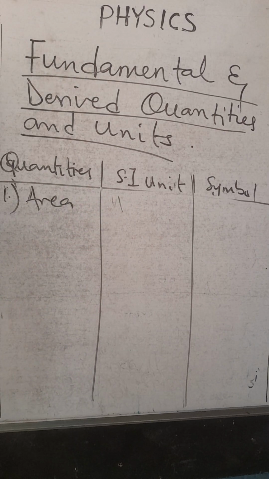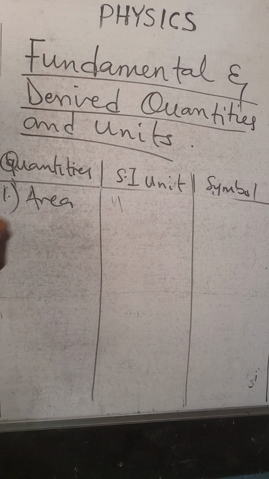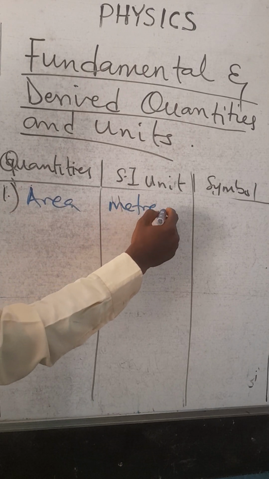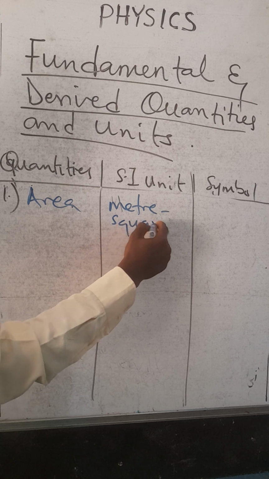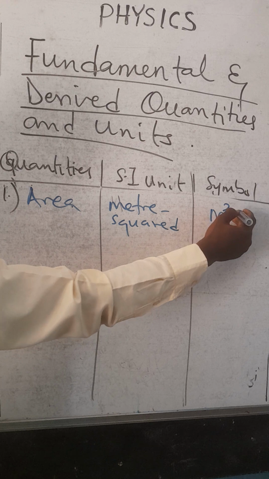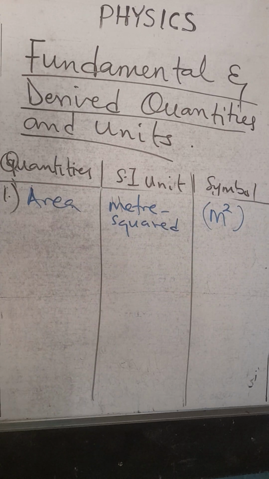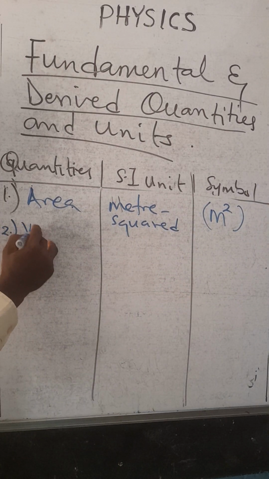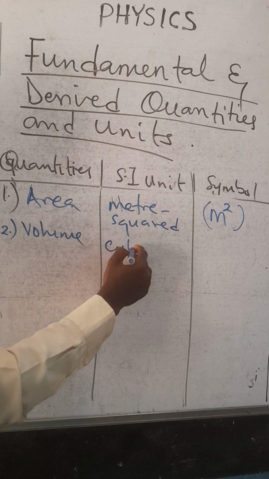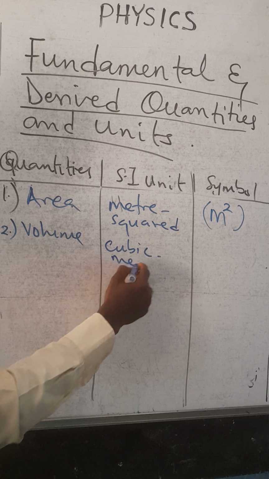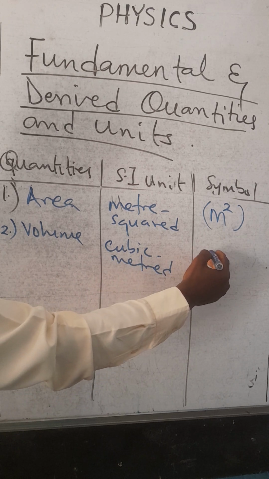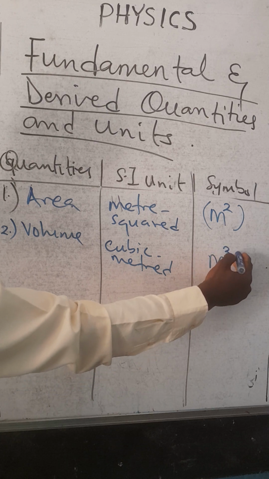As in area, we have meter squared, and its symbol is m raised to power 2. Then we have the volume, cubic meter, which is m raised to power 3.